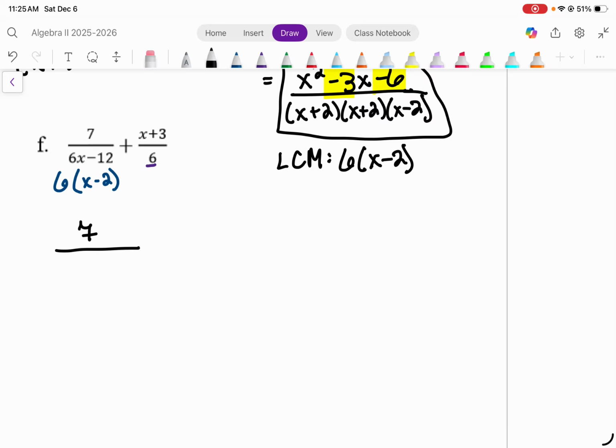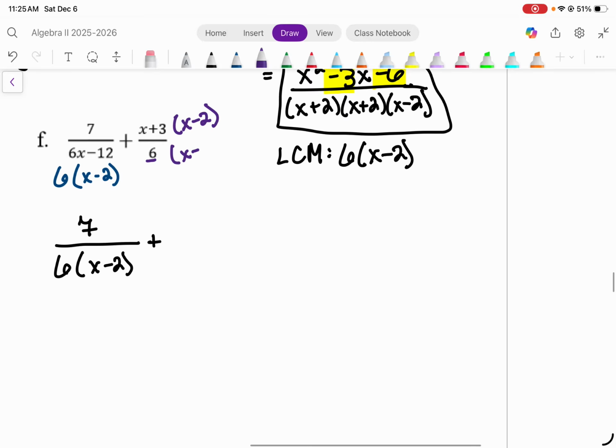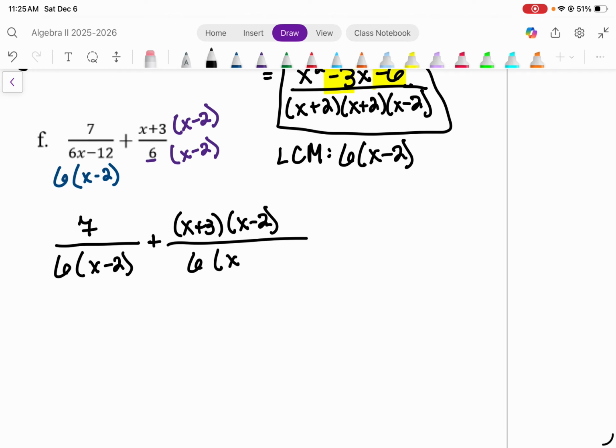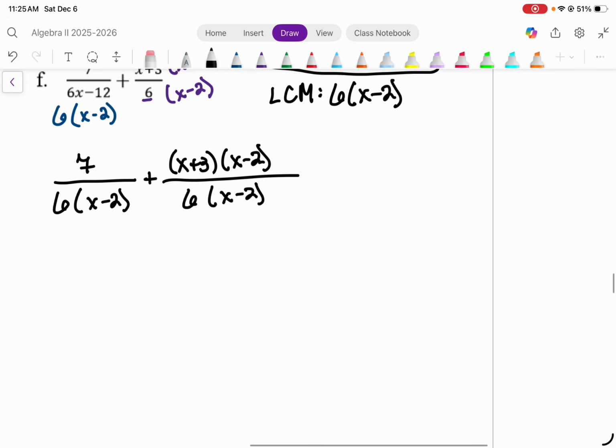And I'll have 7 over 6 times x minus 2 plus, and my second fraction, we need to multiply it by x minus 2 to get that common denominator. And that will give us x plus 3 times x minus 2 on the top and our common denominator on the bottom. Now I can combine my two fractions because they have a common denominator.